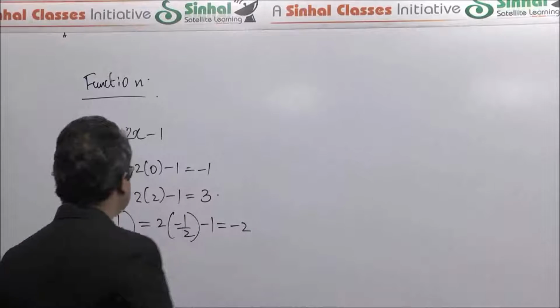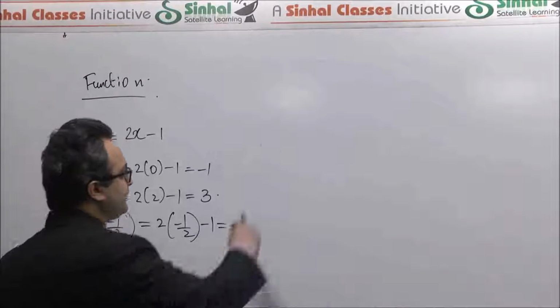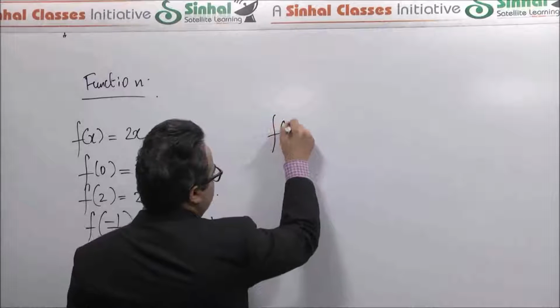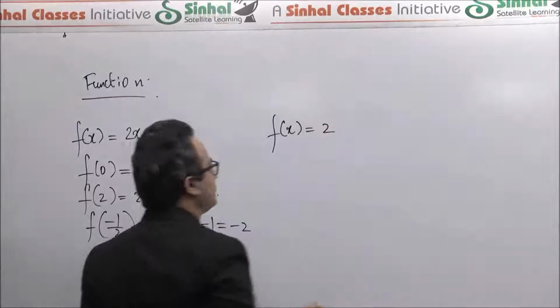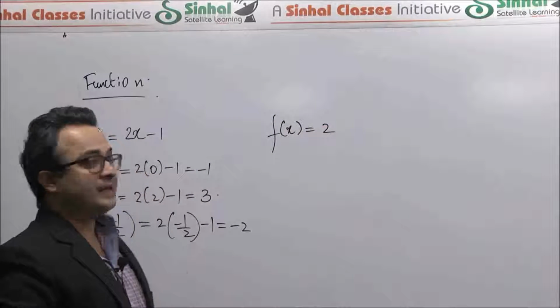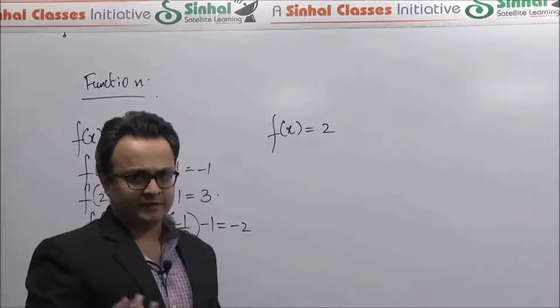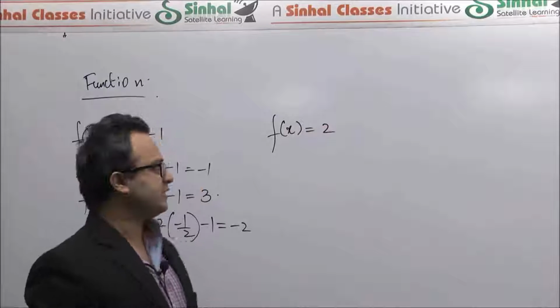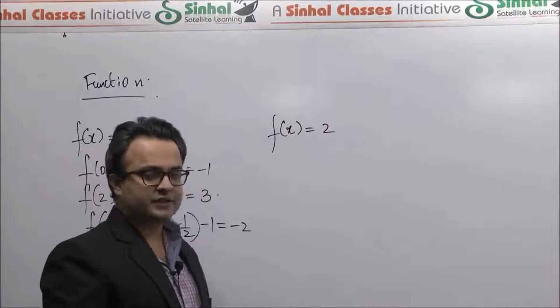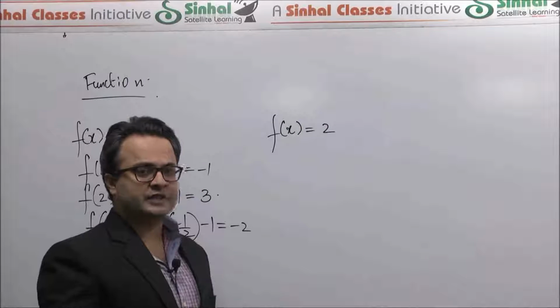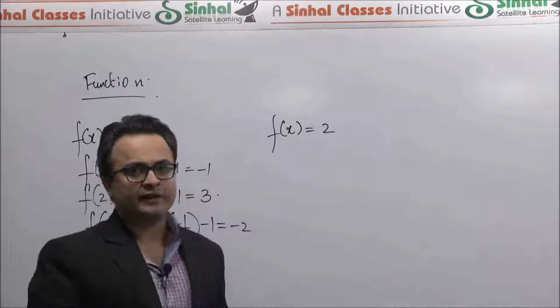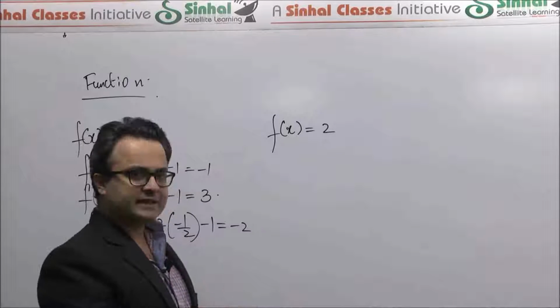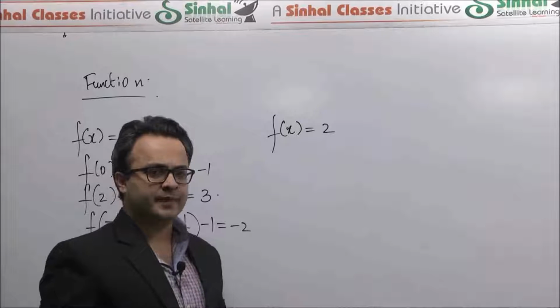It is not necessary that the function's value will keep changing with x. So I could define something like this also. When I say f of x equal to 2, I'm referring to what is known as a constant function. Here, the way you've defined the function, the value of the function essentially is not really depending on the value of the variable. As x takes different values, the expression's value remains the same.